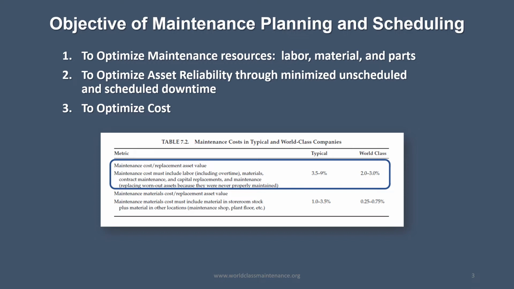So if we look at this, the metric is maintenance costs as a percent of replacement asset value. Typical is 3.5 to 9%. World class is 2 to 3%. A lot of difference in cost. And then maintenance material costs, the same thing, 1 to 3.5%, and world class is 0.25 to 0.75%.